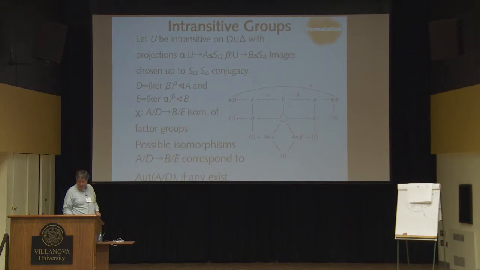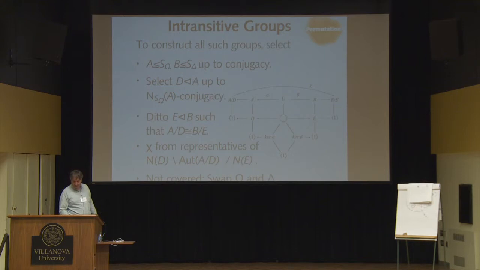To do this systematically, we choose A and B in the symmetric group up to conjugacy, and find normal subgroups D and E, D in A, E in B, up to conjugacy by the normalizer of A and the normalizer of B, because we want to keep the projections the same. We want the factor groups to be isomorphic, and then we want to find representatives in the automorphism group. To find all isomorphisms, we take the automorphism group of the factor and calculate these double cosets there. And this is not swapping A and B. That would need something extra.